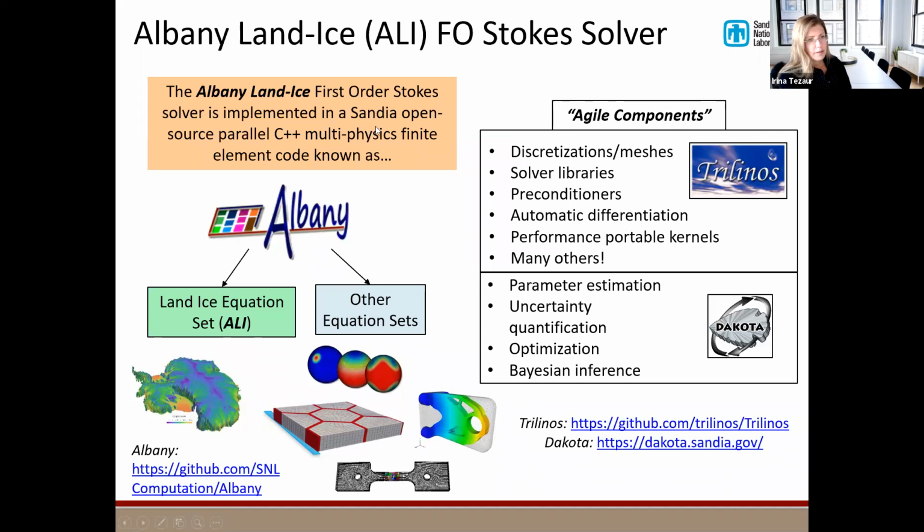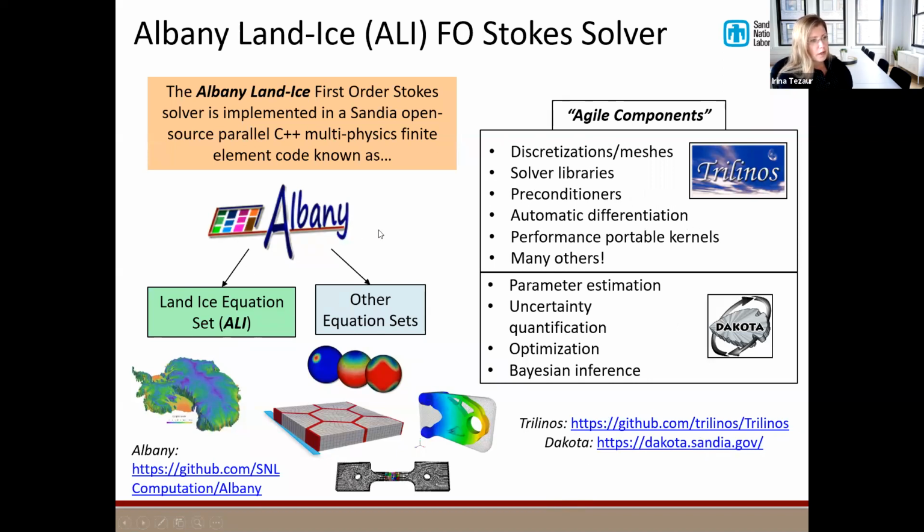It relies heavily on these Trilinos libraries, which are also open source. Therefore, all the pieces you would imagine would be part of a discretization code: there are libraries for discretizations, meshes, solvers, preconditioners, and so on. Also available on GitHub and developed primarily at Sandia.